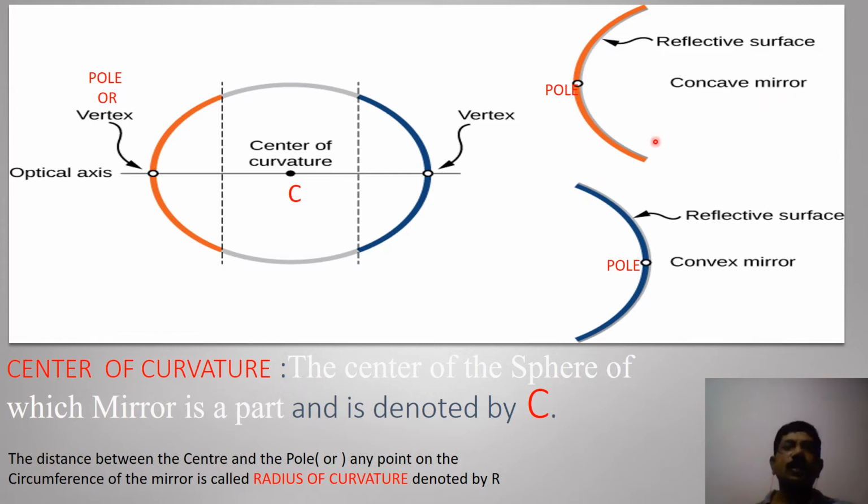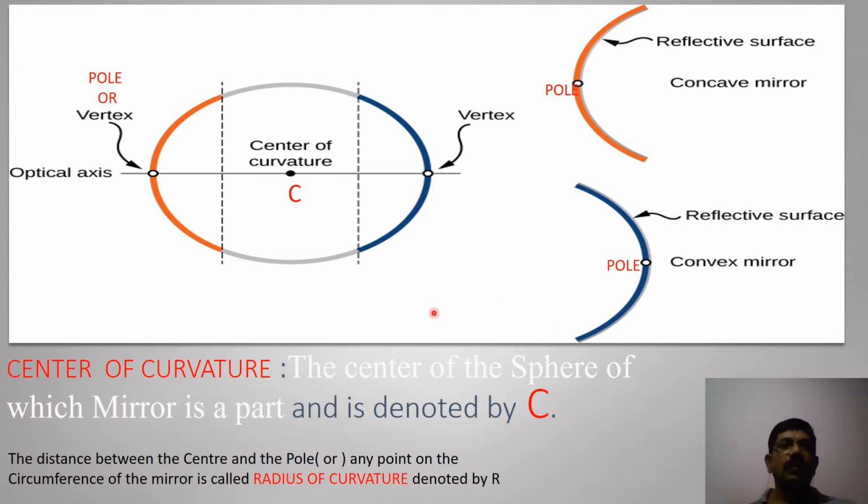Next, one more important thing. These two portions, whether concave or convex, have their geometric midpoints. The geometric midpoint of the concave mirror or the convex mirror is known as the pole. So how can we define it? The pole is the geometric midpoint of the portion of the sphere which you have considered, maybe the concave mirror or maybe the convex mirror. Children, are you clear about the center of curvature and pole?